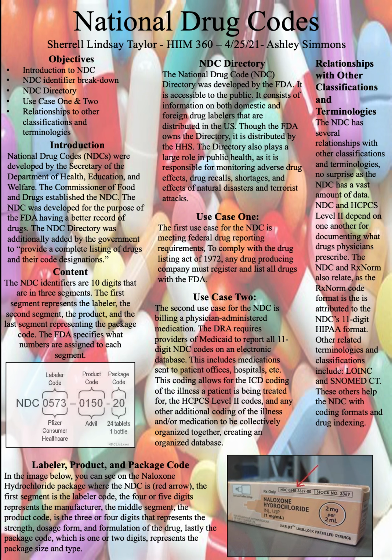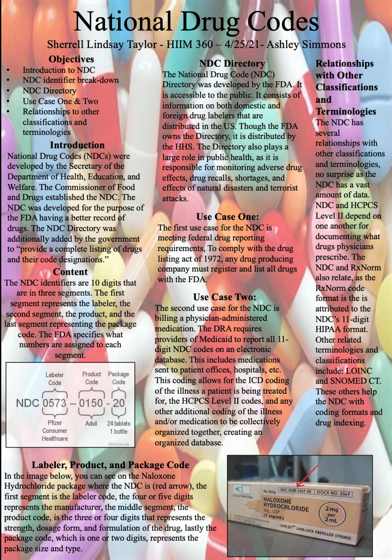Content and labeler, product, and package codes. Please refer to the picture as I discuss this, as it will make it much easier to understand what I'm referring to. The NDC codes are 10 digits long, divided into 3 different segments, each segment serving a different purpose. The first segment is the labeler code, comprising 4 to 5 digits. The labeler segment refers to the manufacturer of the drug. That would be the company, such as Pfizer, for example, as shown in the picture provided.